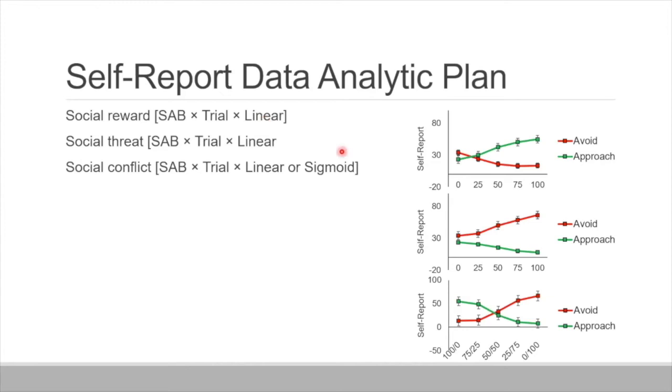For social conflict, you can see we ran it two ways. You could look at this as linear across this graph here, but it also has this sigmoidal pattern where there's a flat line, a rapid increase, and then another flat line. So we analyzed it both ways. We did it linear to be consistent with the social reward and social threat models. We also included sigmoidal coefficients just to make sure we were capturing the actual shape of the difference.